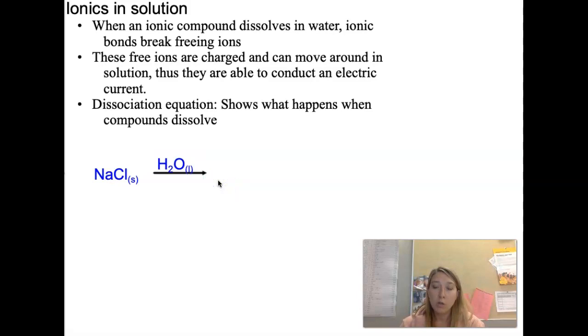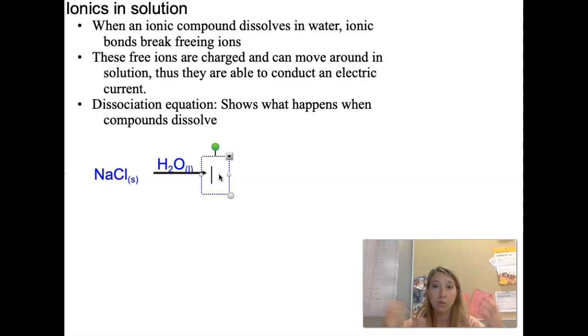So if you check your solubility table, which is something you should be doing when we are looking at solutions, you will see that sodium chloride is soluble. So that means it is going to dissolve. And as it dissolves, it's going to dissociate. So when this dissociates, it's going to break apart into the two ions.